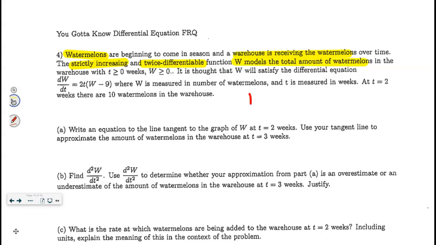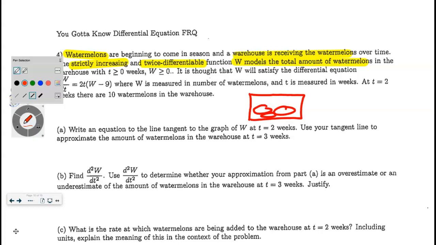So I like to, with these, just draw a quick little picture. W is the amount of watermelons in here. Maybe I should make them green. Right? Let's make it realistic. There, do they look like watermelons now? No. Okay. Well, jelly beans. Alright, so those are the watermelons in the warehouse.